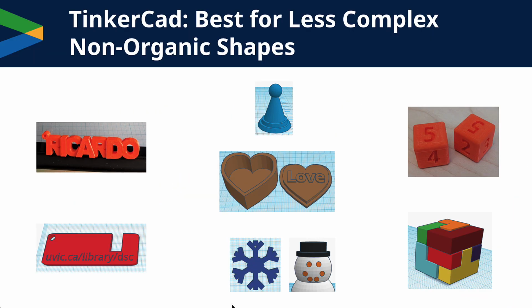Like I mentioned, TinkerCAD is best for less complex and non-organic shapes, and these are examples of things that we cover in our workshop activities. So we have step-by-step tutorials on how to make all of these objects. Again, we order the objects in order of difficulty. So for example, our keychain activity is one of the easiest ones, and then the dice and the box are probably on the more difficult end of the activities.